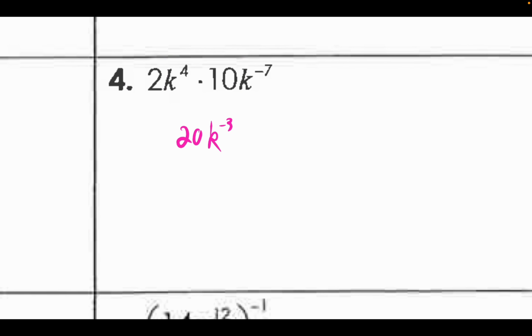Now, I'm not done here yet because I don't want negative exponents as part of my answer. So I need to say this is 20 over k to the 3rd. This 20 does not have a negative exponent. This 20 has an exponent of positive 1. So it stays where it is. The only things that move are those things that have negative exponents. In this case, just the k. So only the k moves, and so k to the 3rd is now in the denominator with a positive exponent. And this is our answer.